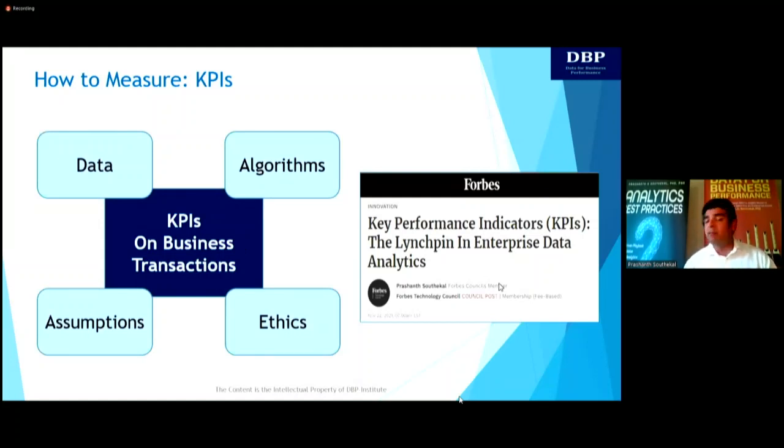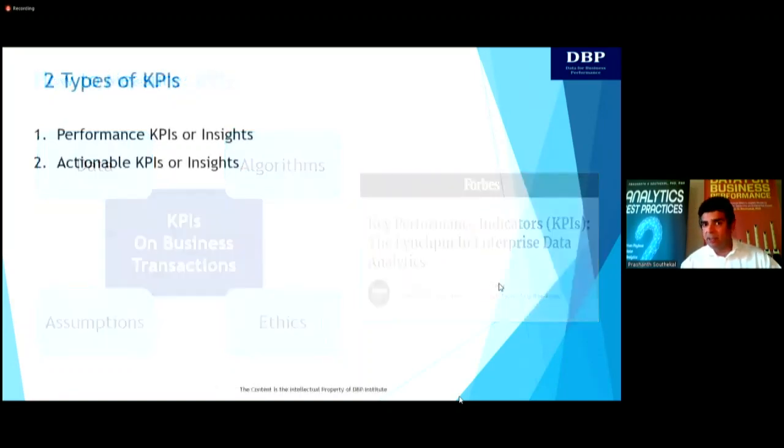So any algorithm, whether you talk about interquartile range or regression or anything, especially analyst-driven predictive analytics, has got an element of assumptions here. So overall, when we talk about KPIs or when we talk about analytics, there are 4 key elements that matter for deriving insights, which is data, algorithms, assumptions, and ethics.